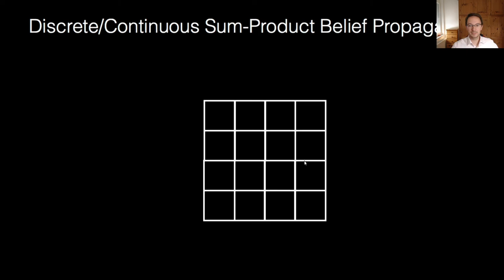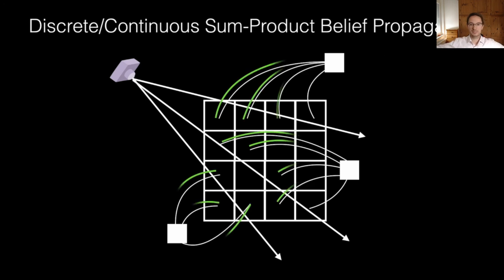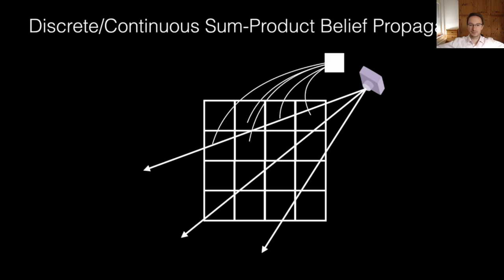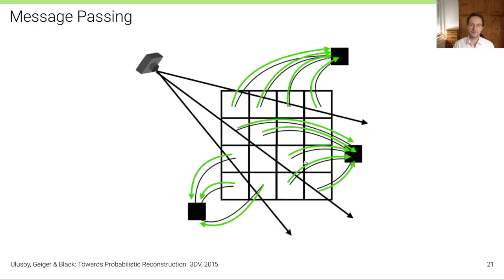So here's an illustration of how we pass the messages. We have these cameras that are intersecting voxels in this volume, and then we pass messages from the rays to the factors and from the factors to the rays. And we iterate until convergence.